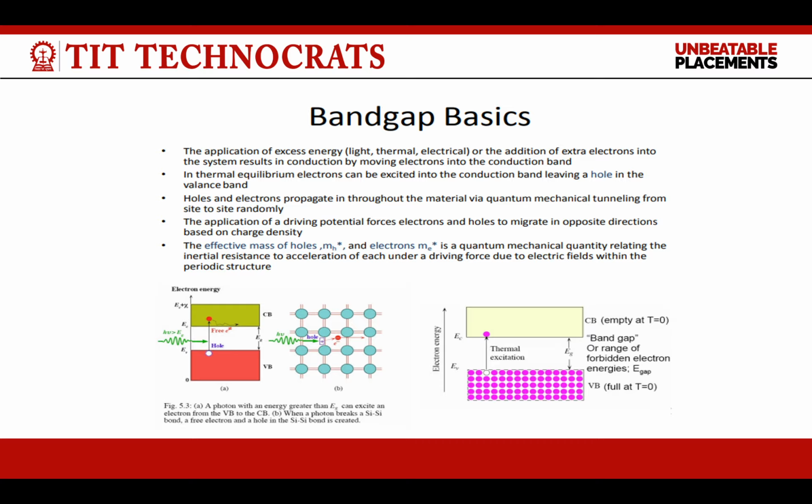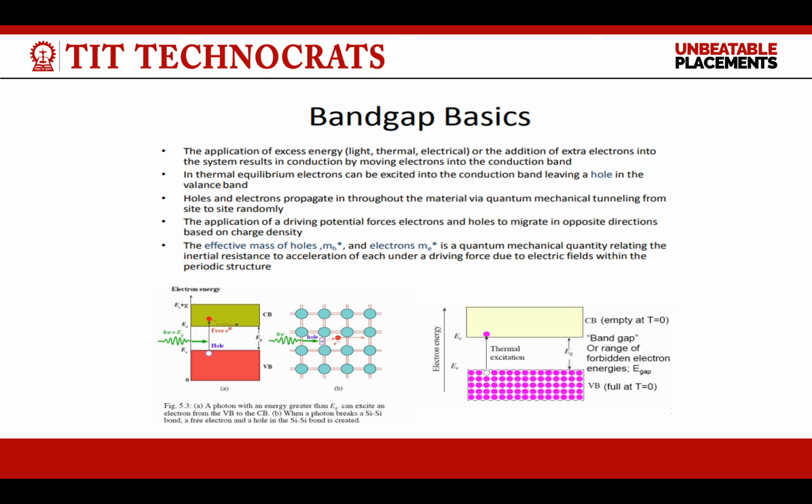The effective mass of a hole, that is m_h star, and of an electron, m_e star, is a quantum mechanical quantity relating the inertial resistance to acceleration of each under a driving force due to an electric field within the periodic structure.